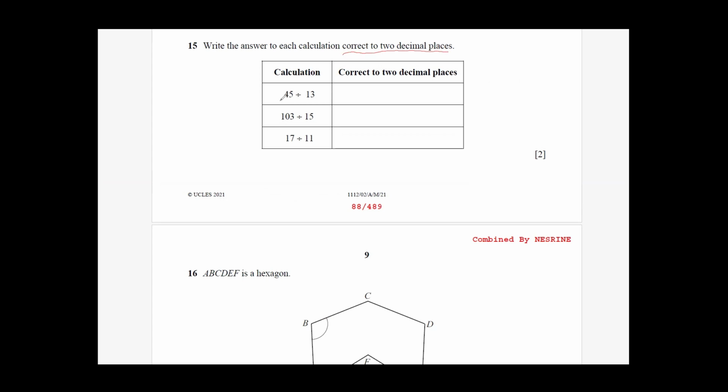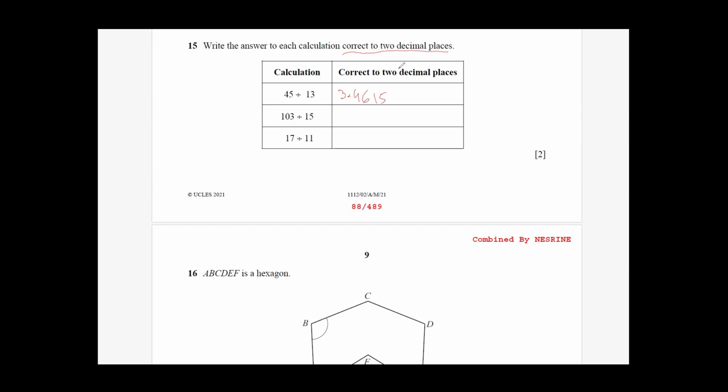We need to divide them, 45 divided by 13. Since this is a calculator version, we can use a calculator to solve these questions. 45 divided by 13 gives an answer of 3.4615 and so on.